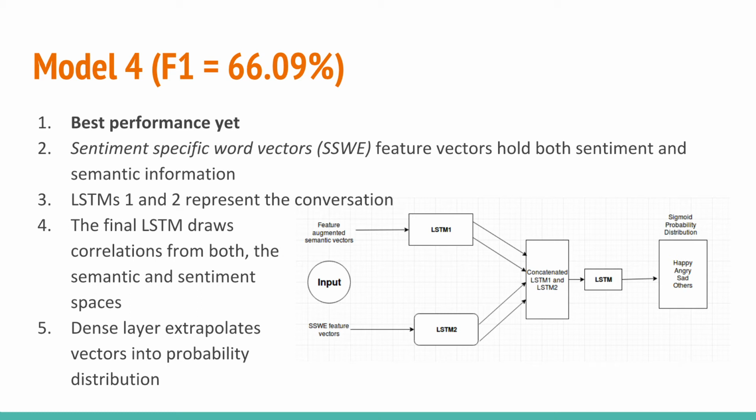As we can see, LSTMs 1 and 2 represent the conversation. The final LSTM represents the correlations drawn from both the semantic and sentiment spaces. The dense layer again extrapolates the vectors into a probability distribution, so we can classify them into the four classes we need.